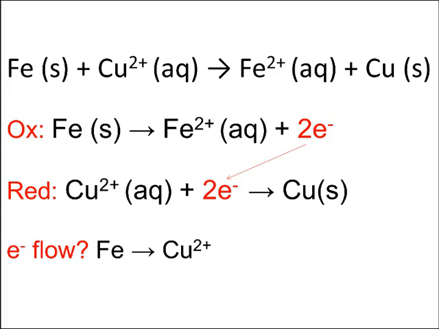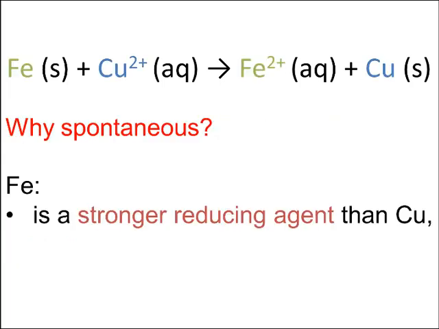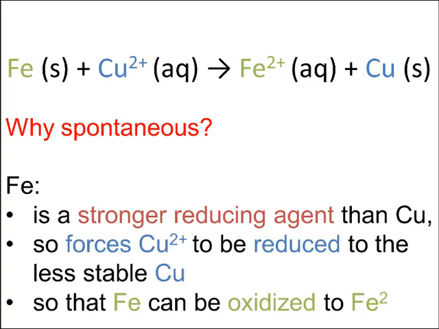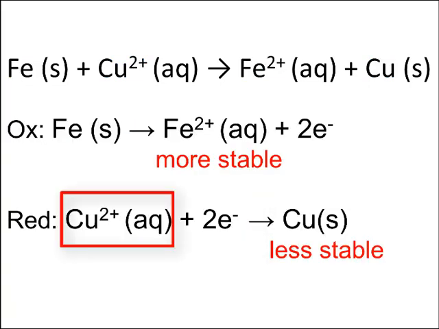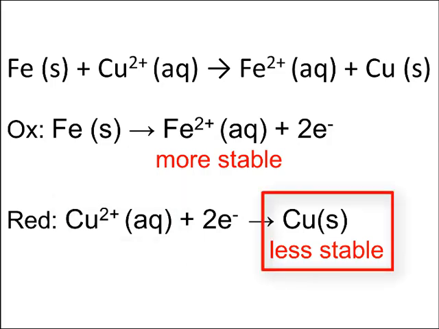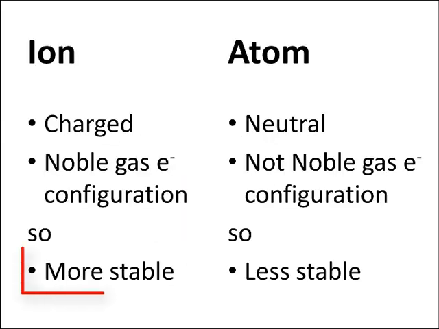Why is this reaction spontaneous? It's because iron is a stronger reducing agent than copper is, and so it's able to force the copper ions to take those 2 electrons from it, and in that way actually it makes the copper ions become less stable. The copper ion form is more stable than the copper atom form. Always an ion form is more stable.